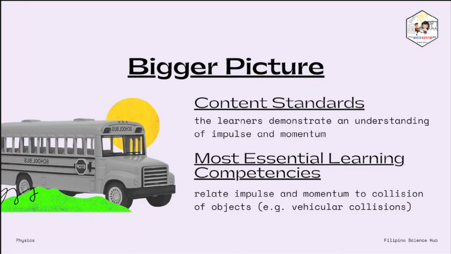Now, for our bigger picture, as usual, we have to look into our content standards and most essential learning competencies as suggested by the Department of Education. For our content standards, the learners demonstrate an understanding of impulse and momentum. And for our most essential learning competencies, we must be able to relate impulse and momentum to collision of objects. For this lesson guide, we will be focusing on defining and understanding momentum and impulse by solving some problems.